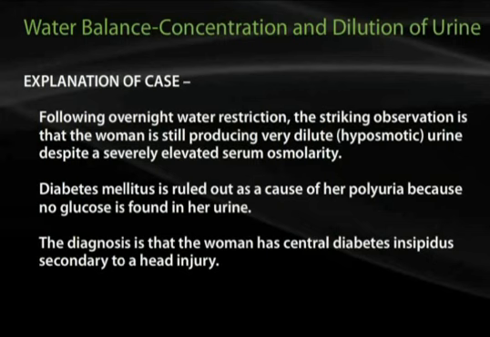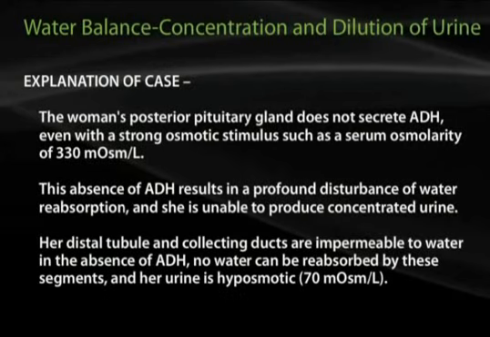The woman's posterior pituitary gland does not secrete ADH, even with a strong osmotic stimulus such as a serum osmolarity of 330 milliosmoles per liter. This absence of ADH results in a profound disturbance of water reabsorption. She is unable to produce concentrated urine. Her distal tubule and collecting ducts are impermeable to water in the absence of ADH, therefore no water can be reabsorbed by these segments, and her urine remains hypoosmotic at 70 milliosmoles per liter.